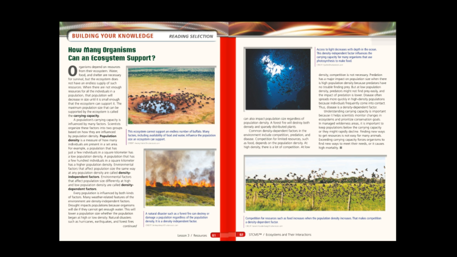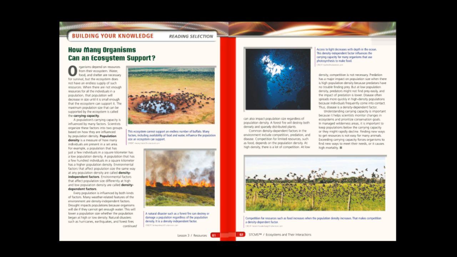Organisms depend on resources from their ecosystem. Water, food, and shelter are necessary for survival, but the ecosystem does not have an endless supply of such resources. When there are not enough resources for all the individuals in the population, that population will decrease in size until it is small enough for the ecosystem to support it. The maximum population size that can be supported by an ecosystem is called the carrying capacity.